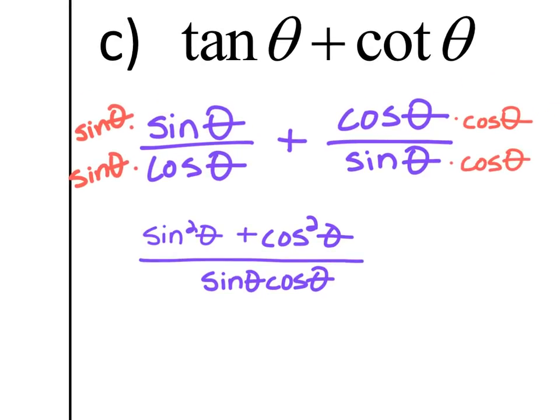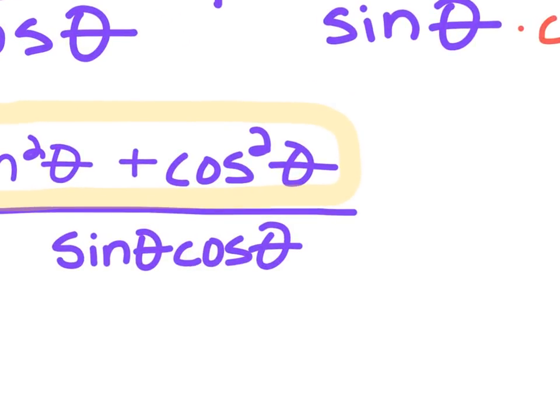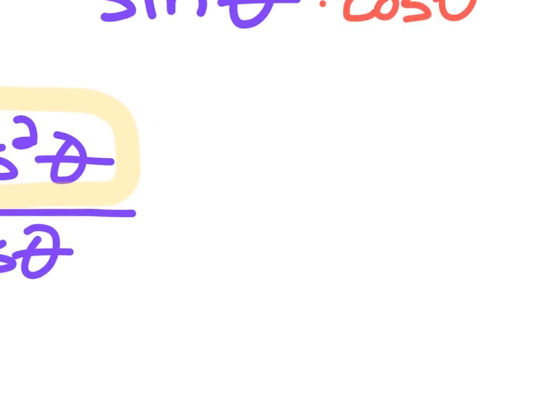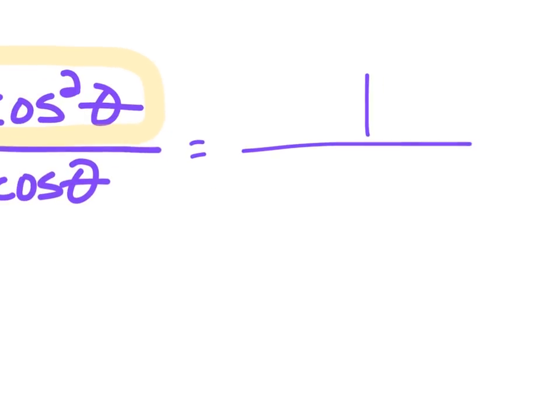And I want you to think back to what we did in the previous problem. Anytime you have a sine squared plus a cosine squared in the same expression, you can automatically change that to 1. And so this becomes 1 over sine times cos.